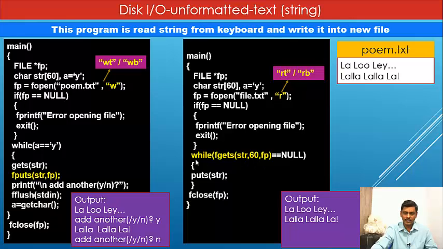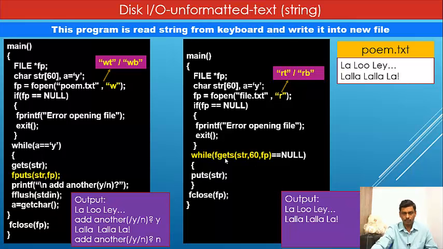So what is the string the first time? It reads the string of the first line. What is the first line? La lu le. The la lu le is read from fp and stored into str. str is a character array. Then we use puts, which is console output for strings. So puts of str displays the string on a new line. What is the data of str? La lu le, it displays la lu le.